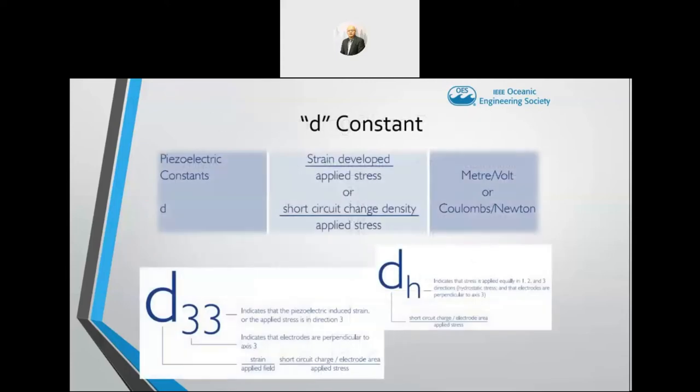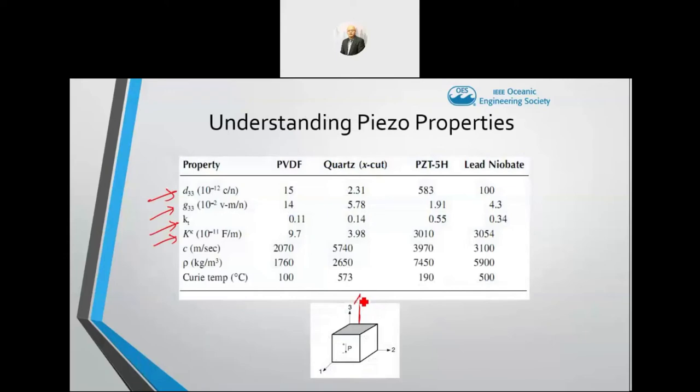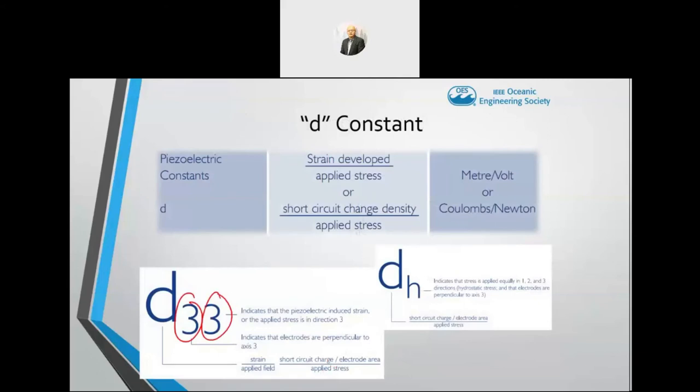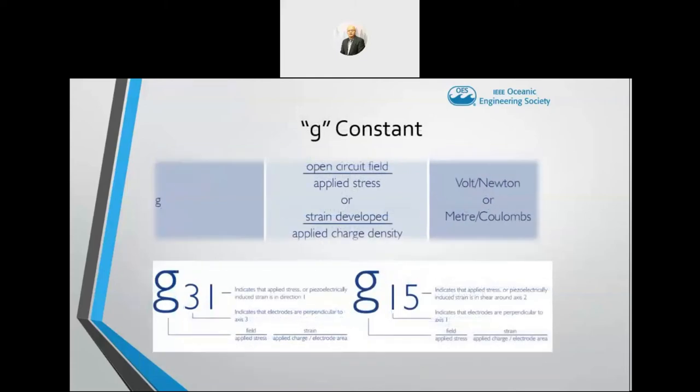The D constant is actually the strain developed over applied stress. The 3, 2 and 1 refer to the direction of the force applied. So the strain developed over applied stress is known as the D constant, while the G constant is the open circuit field over applied stress, or strain developed over applied charge density, in whatever direction. So 3-1, 1-5 or 3-3, do not bother about that because it is just the direction of the strain applied.